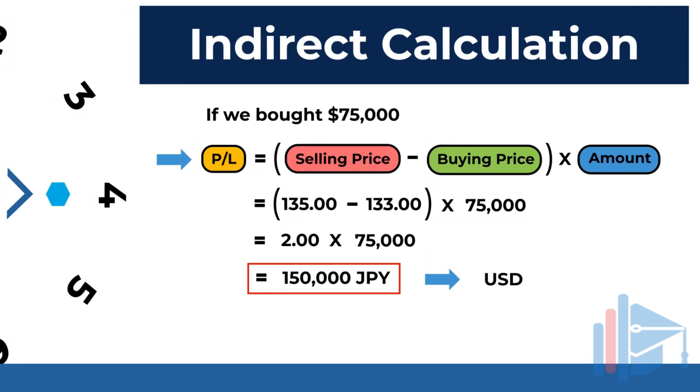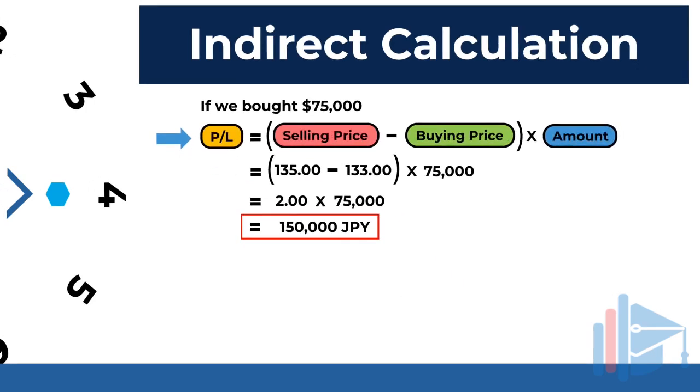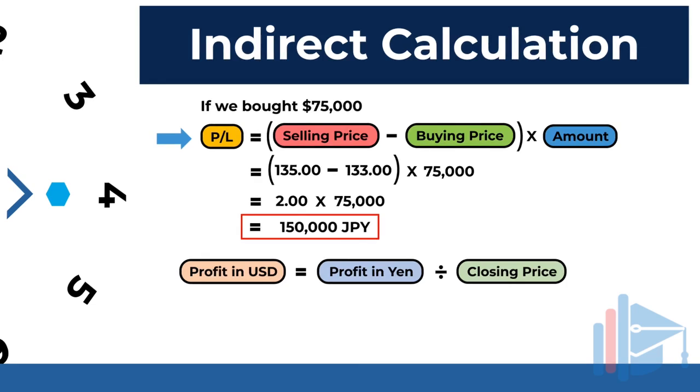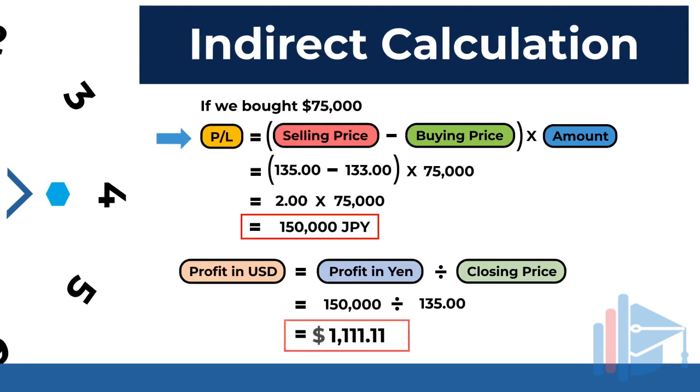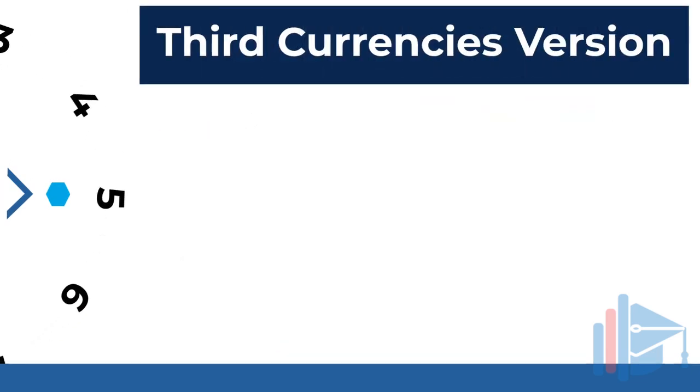To do this, divide the profit by the exchange rate at the time of the exit, or the sell price, which is 135. So, the profit in USD is equal to profit in yen divided by the closing price. Therefore, 150,000 divided by 135.00 is equal to 1,111.11. So, the profit in US dollars is $1,111.11.